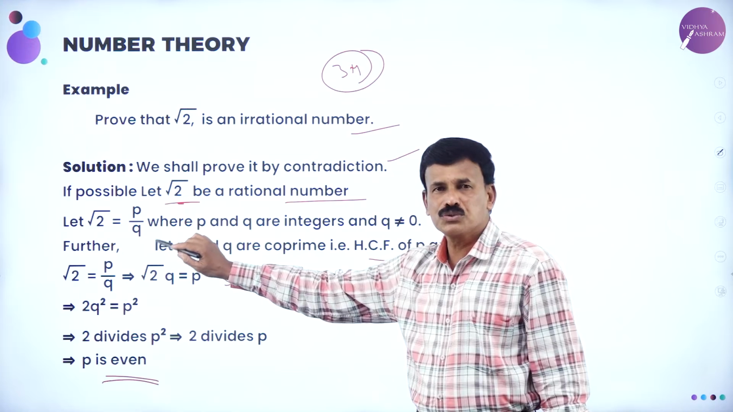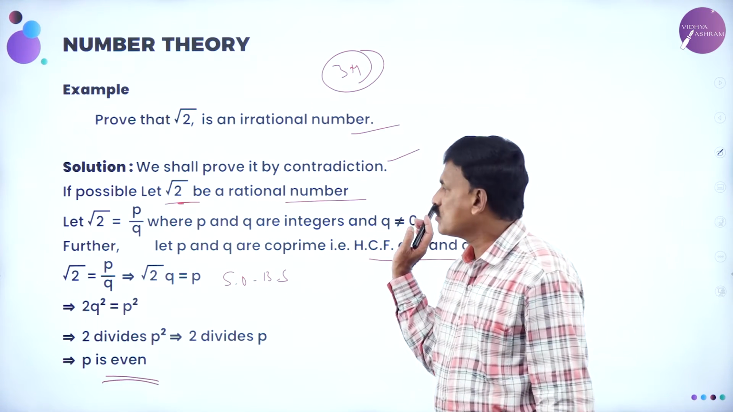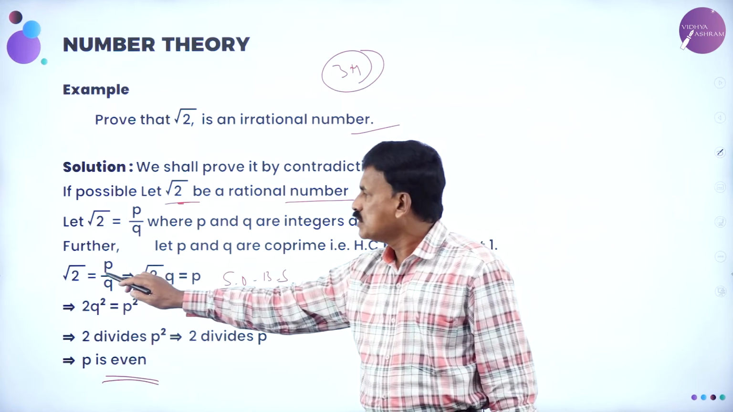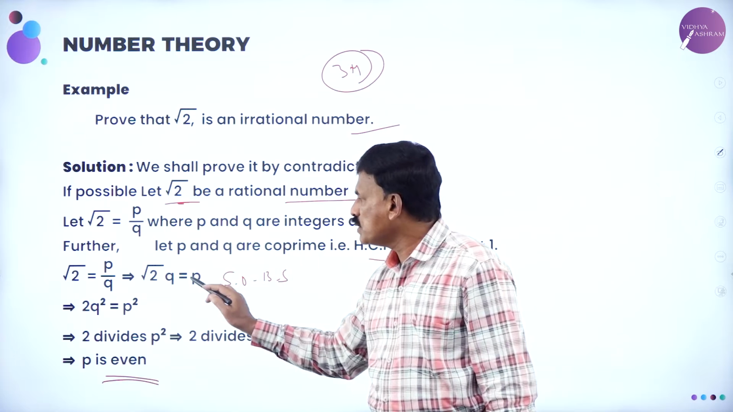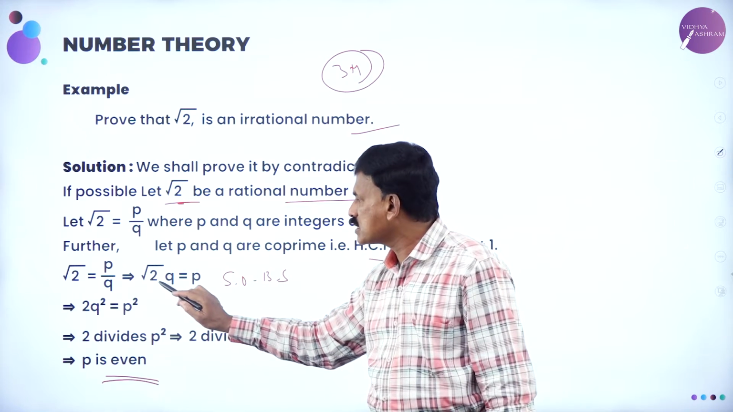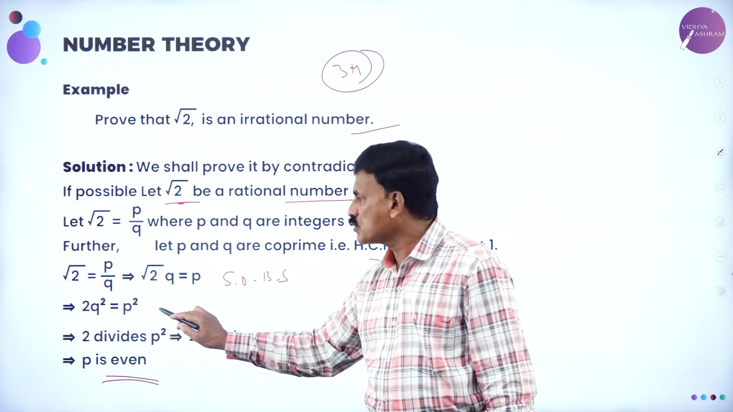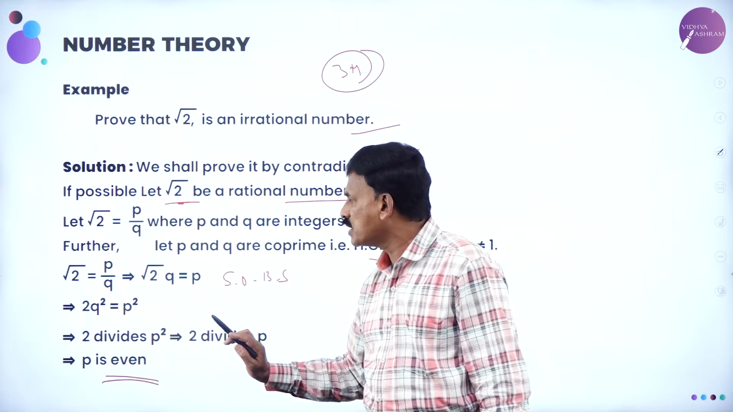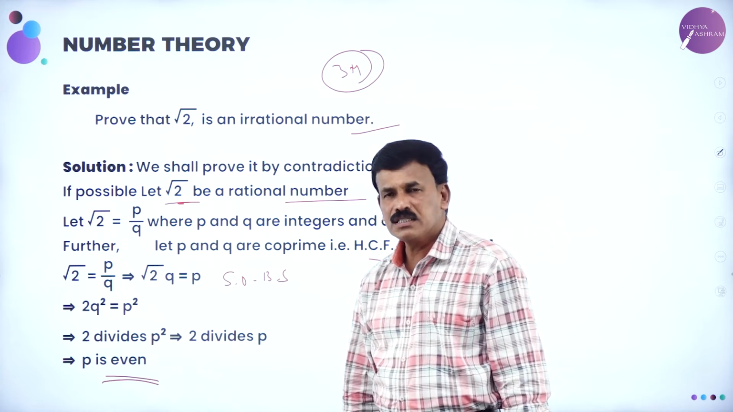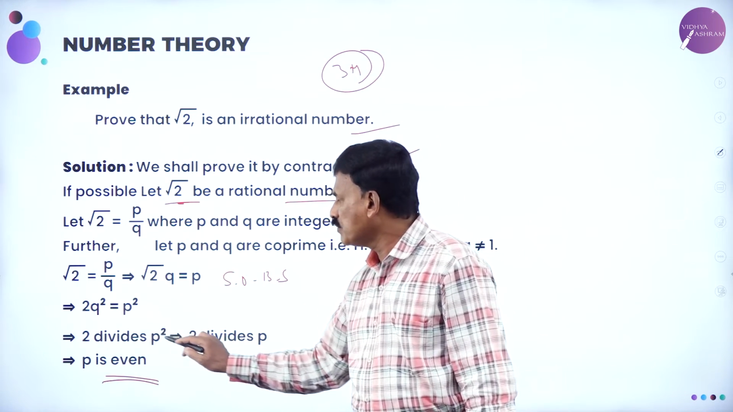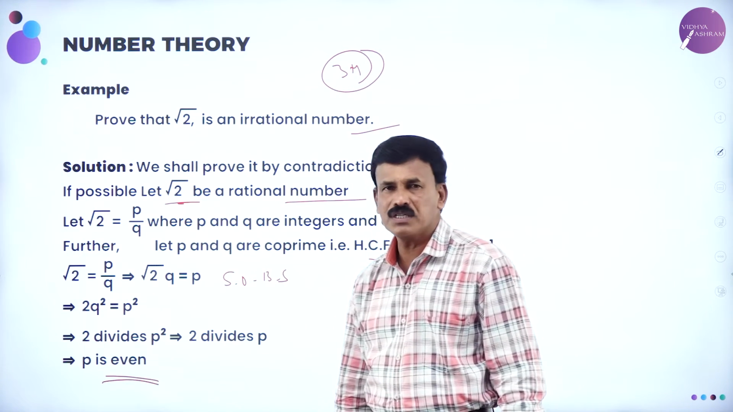That means, let root 2 is equal to p by q, where p and q are integers and q is not equal to 0. Now, root 2 is equal to p by q, cross multiply, root 2 into q is equal to p. Squaring on both sides, the square root gets cancelled, 2q square is equal to p square. 2q square is equal to p square means 2 will divide p square. If 2 divides any number, then it is an even number. 2 divides p square implies 2 also divides p, therefore p is an even number.